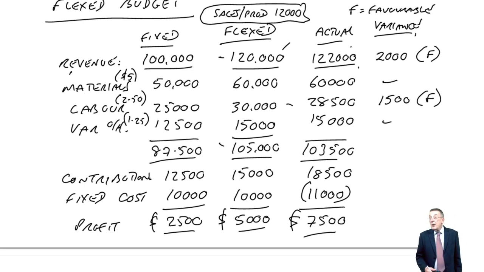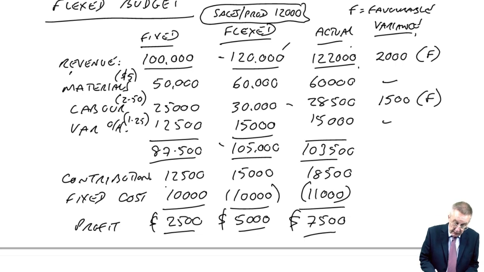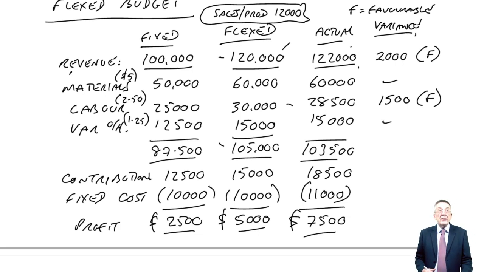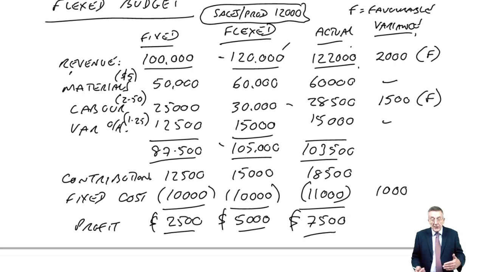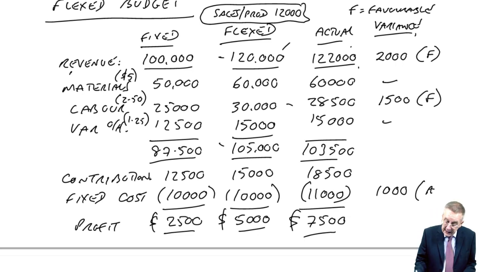Now, finally, what about fixed costs? Well, they should have stayed fixed. And of course, they haven't. We've spent more. We've overspent by 1,000. And surely if you spend more, that on its own means less profit. We use the letter A. A equals adverse.